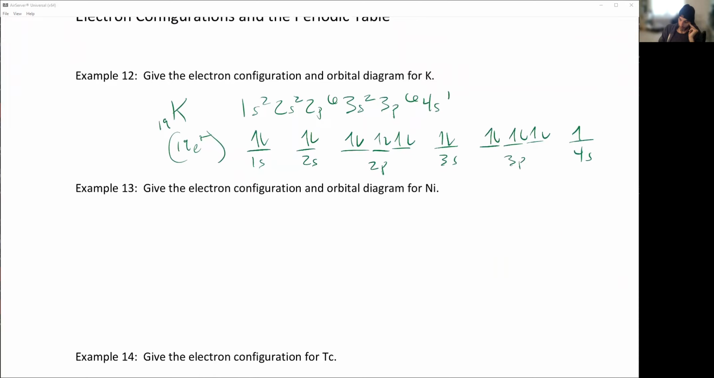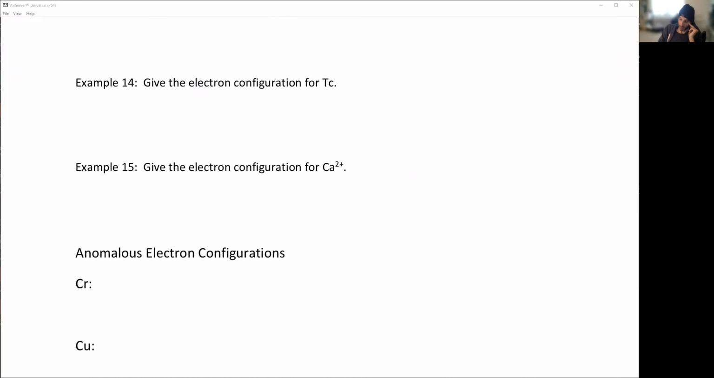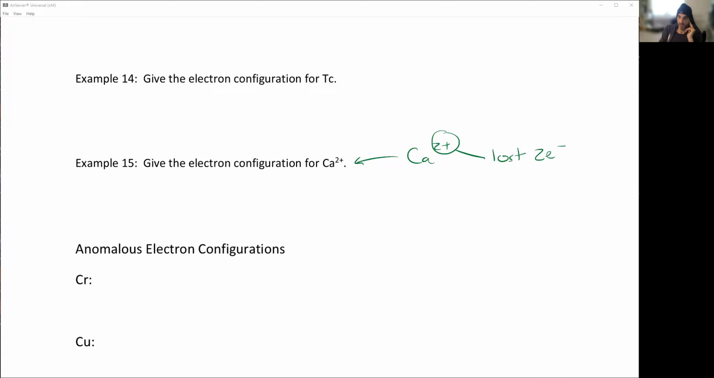So you give it a go for nickel, technetium, and calcium 2+. Let's just take a quick look at calcium 2+. This indicates that I have lost 2 electrons. So how many electrons does calcium have? And then recognize that we lost 2. We'll just do these in class together.